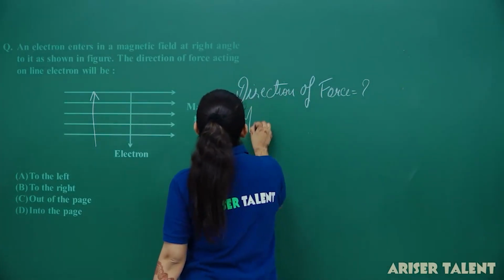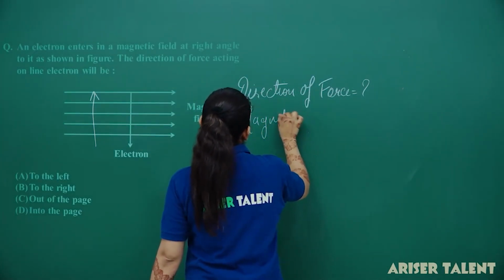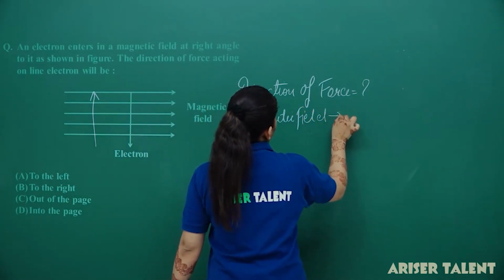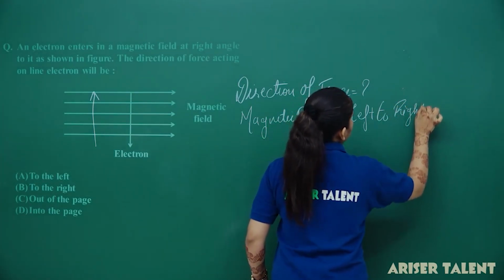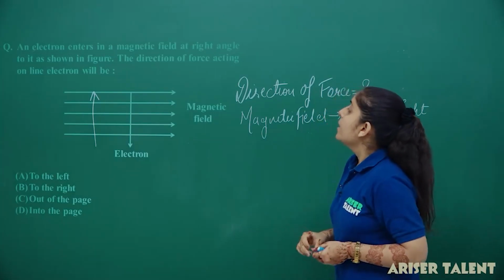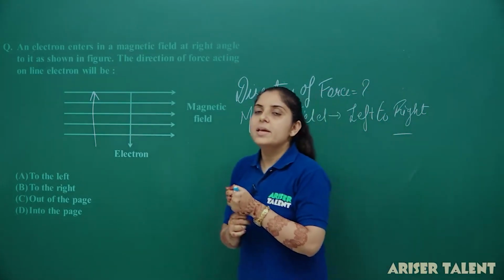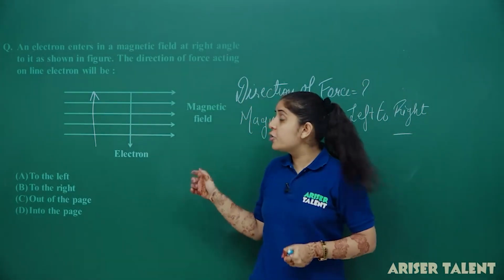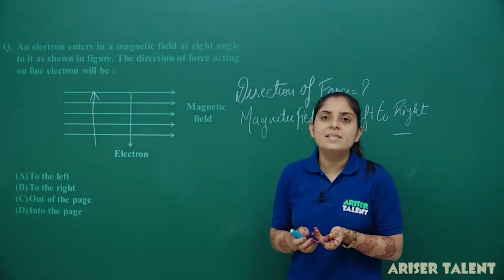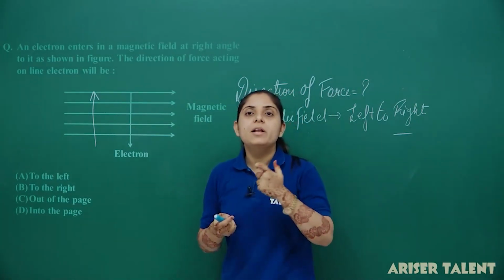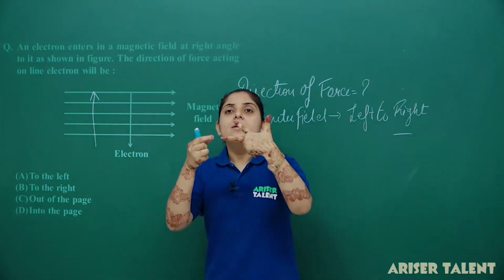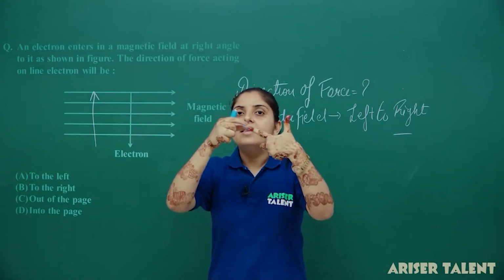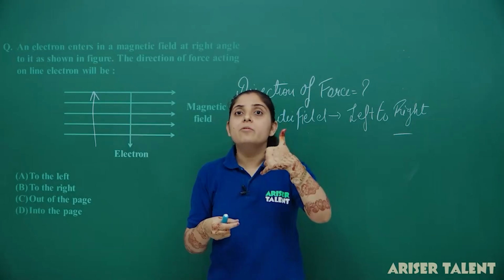So we can say that the magnetic field is coming from left to right. Now, you have to identify the direction of force. If I am going to identify the direction of force here, what I have to do? I have to apply Fleming's left hand rule. And Fleming's left hand rule states that if you keep your forefinger, middle finger and thumb of the left hand mutually perpendicular to each other, then the forefinger will give you the direction of field, the middle finger will give you the direction of current, and the thumb will give you the direction of the force.